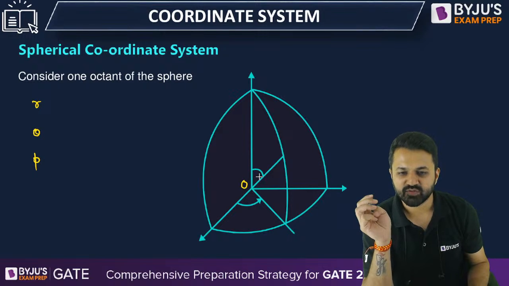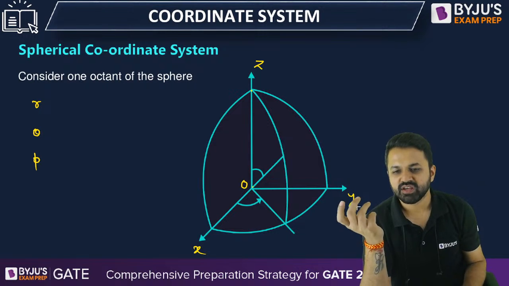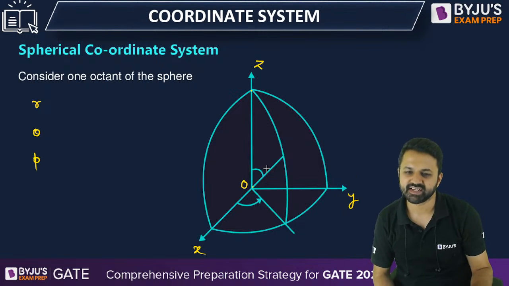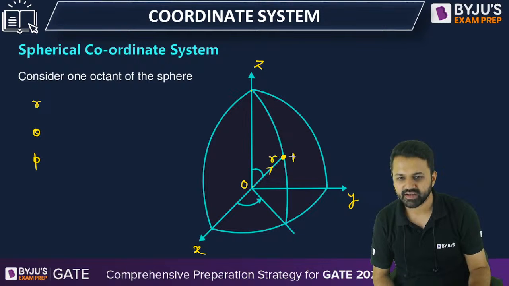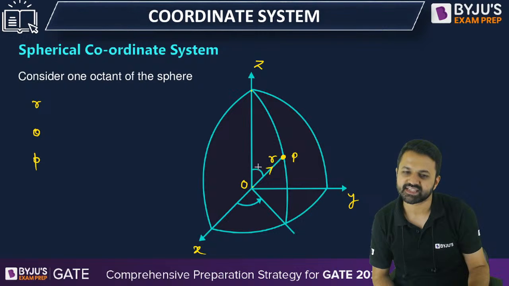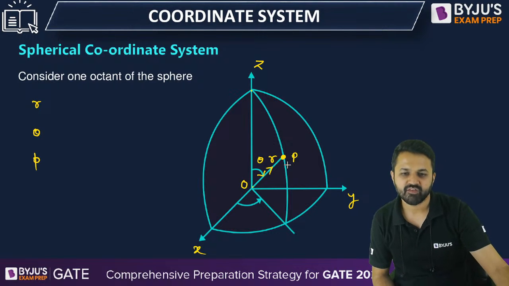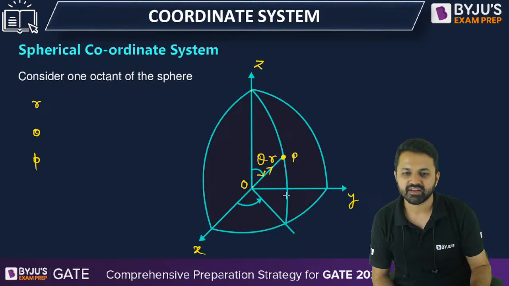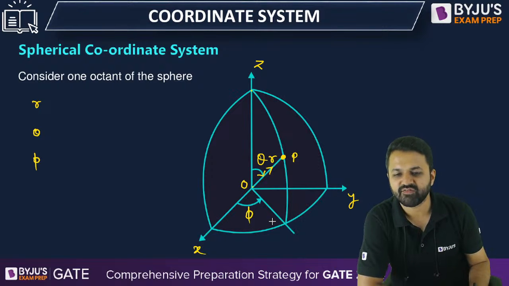So what is r? First of all, you need a radius. You are moving in this direction, that is your z-axis, but in any direction you can move. Whenever you move away from the center, it is the radius. This point P, because you are moving away from the origin, this is the radius r. And when you measure the angle with respect to z, it is called the angle theta, and this angle is phi.